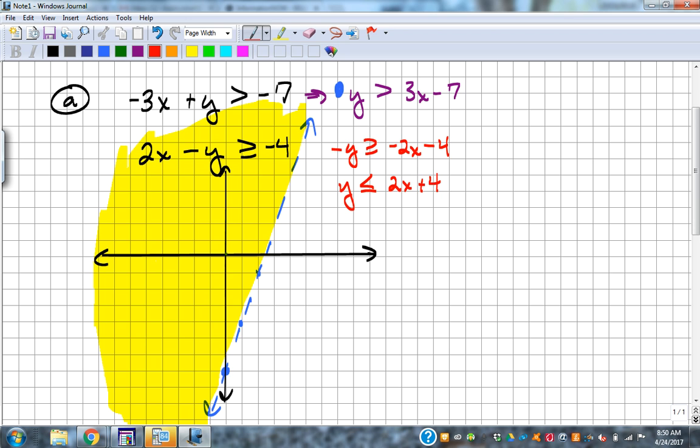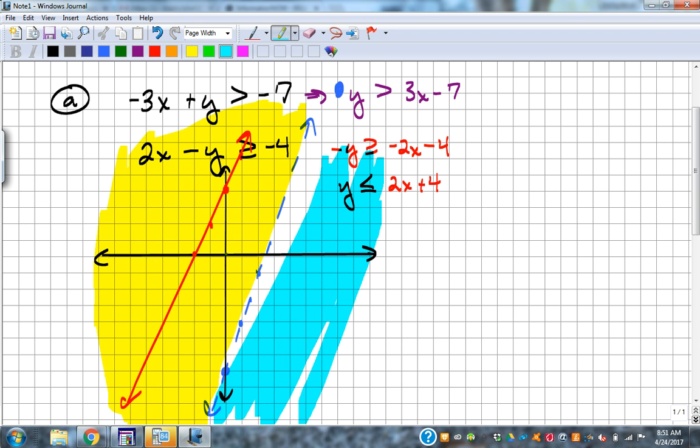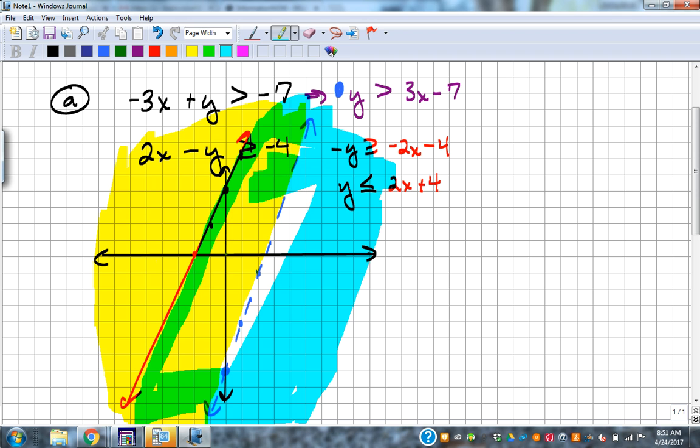Let's graph the second one. It has a y-intercept of 4, slope of 2, and I could go up 2 over 1. I could go down 2, left 1. Dotted or solid? Why is it solid this time? This has got an equal to mark. And then same way about deciding which way to shade: 0 less than 4 is true. So I'm going to shade what would be maybe the right side or the bottom side of that line. So that would mean this side. And then the green portion is the solution area.